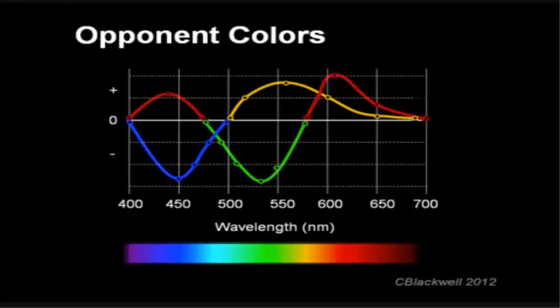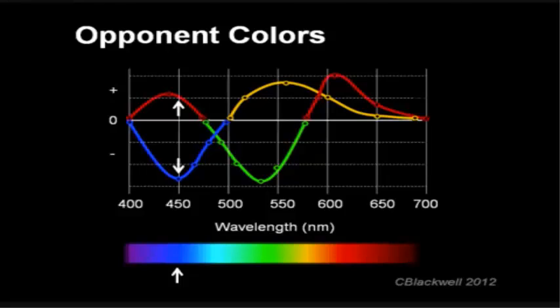Let's take a look at a specific example. Take blue at 450 nanometers. The red channel has input, as does the blue channel. The sum of the two inputs is this specific blue. Every color is perceived through a balance between the two channels.